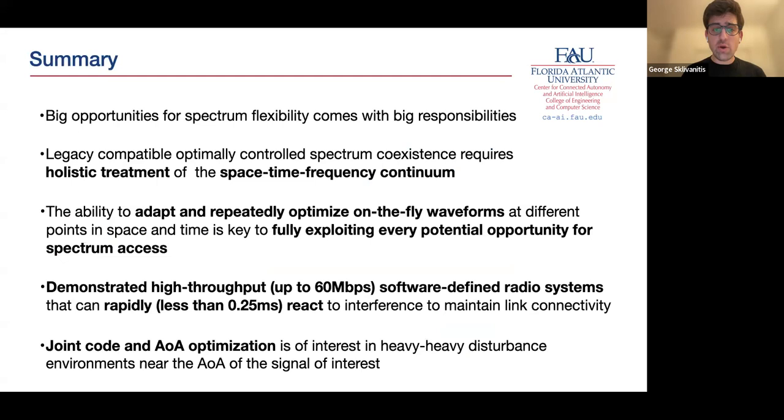And that requires actually treating holistically the space-time frequency continuum. The ability to adapt and repeatedly optimize waveforms on the fly is critical if you want to take advantage of any point in space or time for spectrum access. And we have demonstrated up to 60 megabit per second systems that can rapidly react to interference to maintain link connectivity. And finally, the observation is that you might need joint code and angle of arrival optimization only in a super heavy disturbance environment near the angle of arrival of the signal of interest.